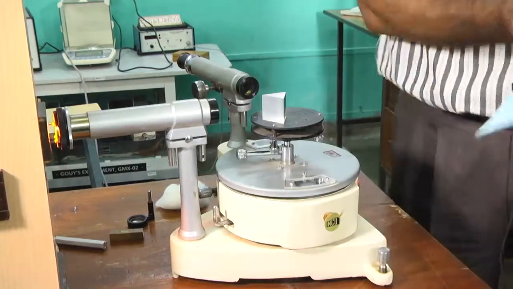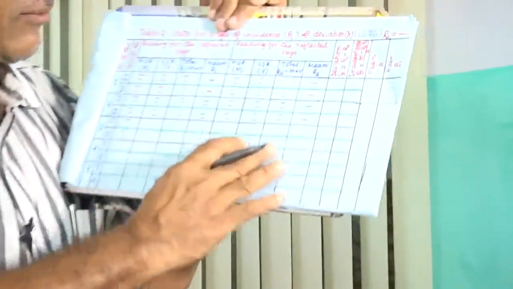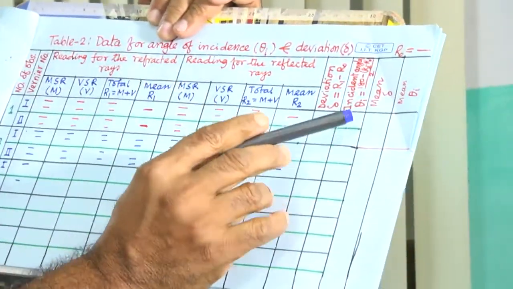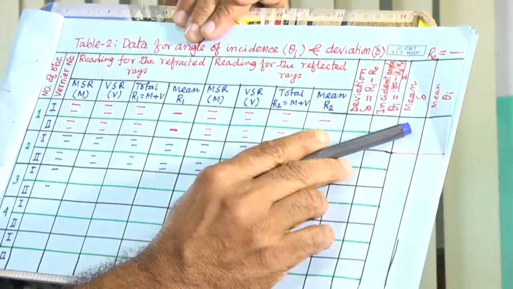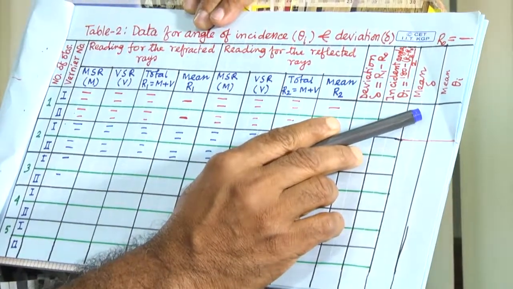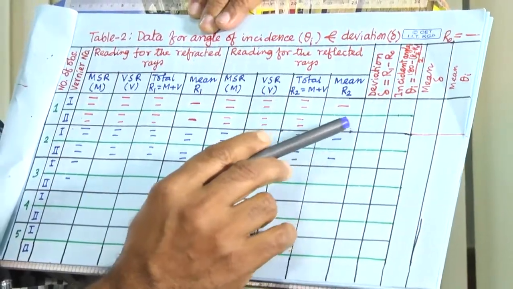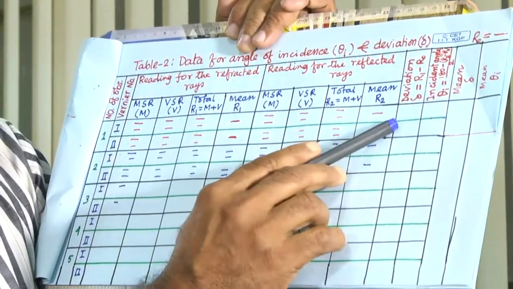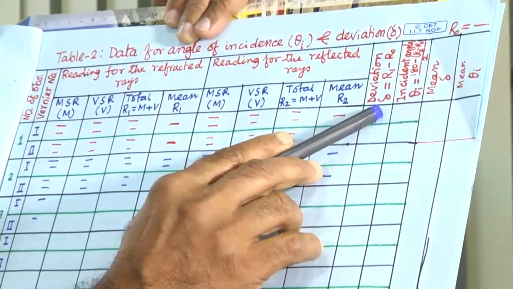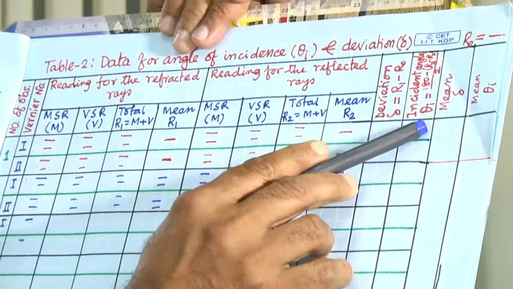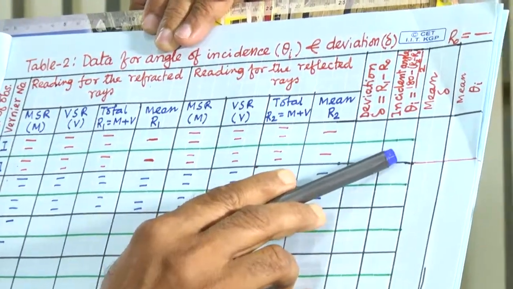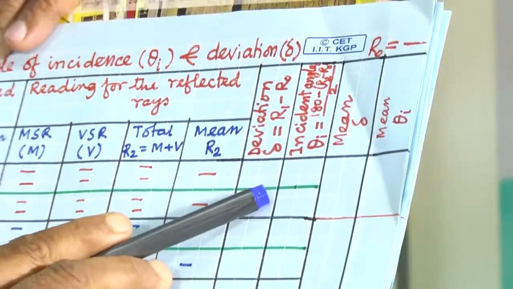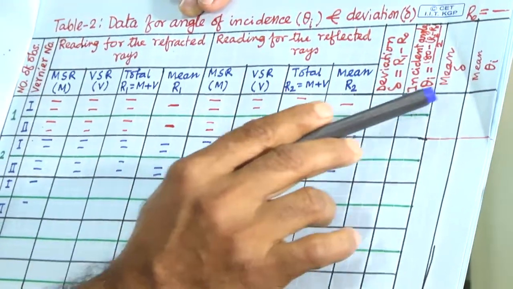Okay. So, complete this table, calculate the minimum deviation. Yes. So, here basically you are getting vernier 1 and vernier 2. Deviation from vernier 1, deviation from vernier 2, incident angle also from vernier 1 and vernier 2. These readings should come similar. So, the mean of these two you are taking here.